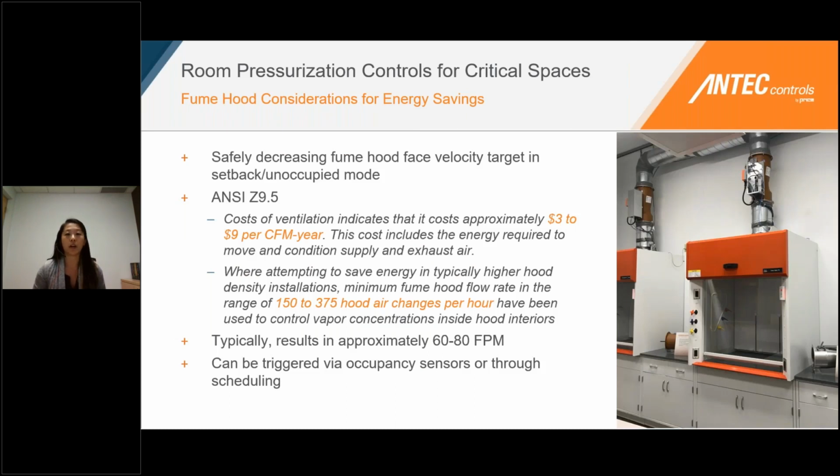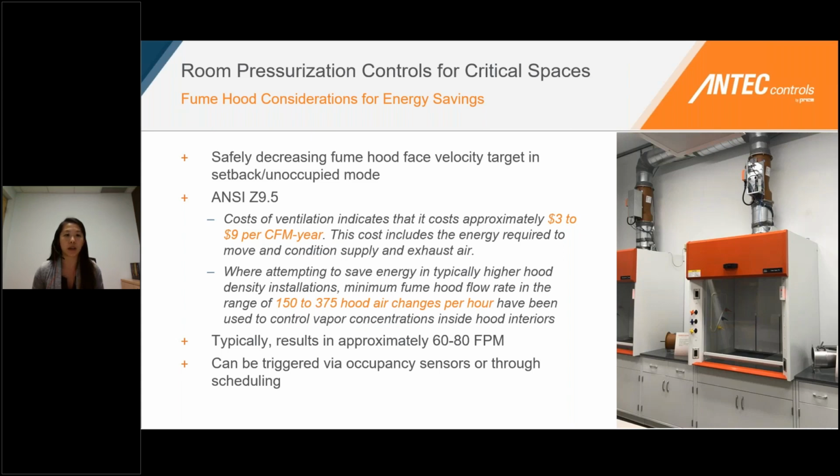So regardless of the type of fume hood control that's used, sash, sidewall, or hybrid, there can still be considerations for energy savings when you're looking at fume hoods. Specifically, again, variable air volume fume hoods, where you are able to change the open area and decrease the air volume if needed. So this essentially just means that we're safely decreasing the fume hood face velocity target in setback and unoccupied modes. So ANSI 9.5 does say that the cost of ventilation is approximately $3 to $9 per CFM per year, which can get quite costly in lab spaces with lots of fume hoods that are exhausting air constantly, especially for constant volume fume hoods.